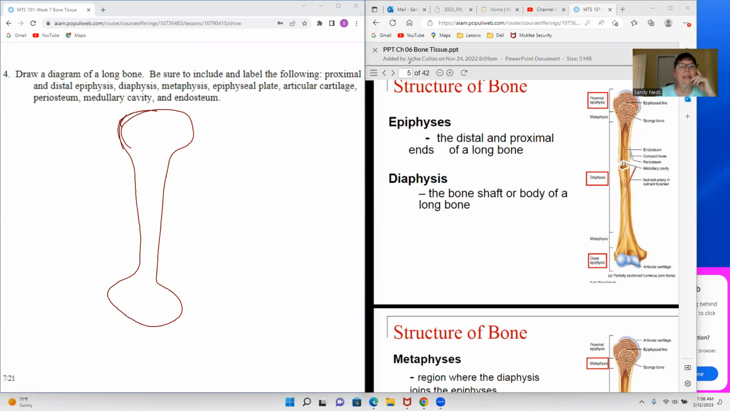And it says, please label the following parts of the bone. So let's do that. The proximal end, closest into the center. So we'll just say this is my humerus, and this part right here is closest to my shoulder. So we're going to call this the proximal.